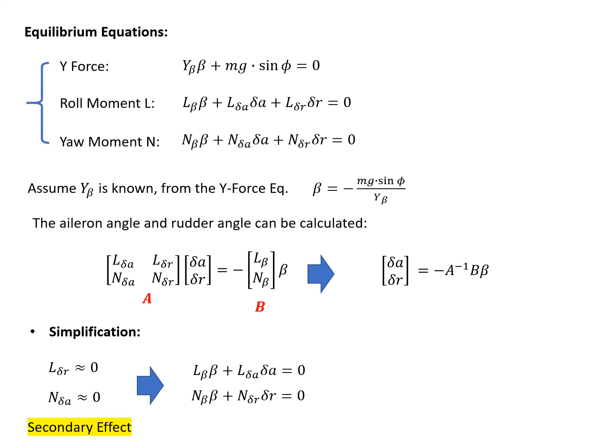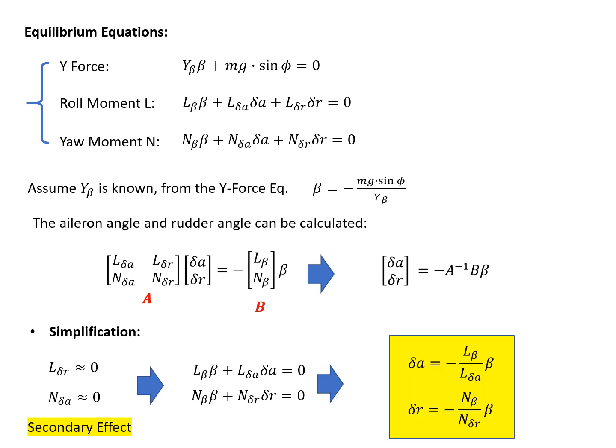Okay, so in that case, the two equations, the L and N equations, can be simplified. Then we can calculate delta A and delta R, the aileron deflection angle and the rudder deflection angle, separately and explicitly. So that's what we have for the aircraft in a steady side slip, or approach on a crosswind.